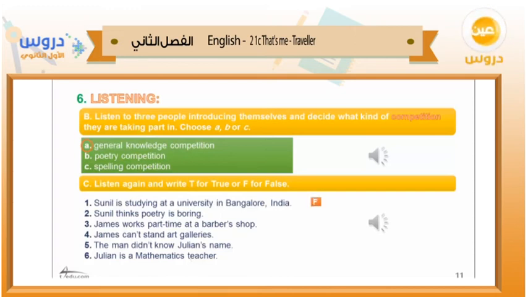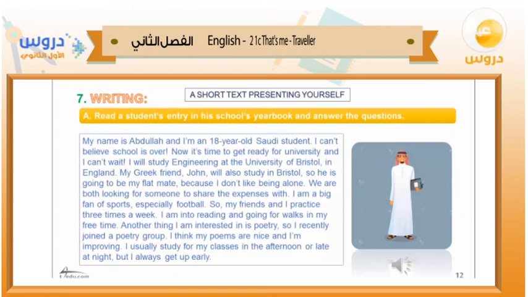Okay, number 1. This is F, false. Number 2, false. 3, false. 4, false. 5, true. Number 6, false too. Writing a short text presenting yourself. Now read the student's entry in his school's yearbook and answer the questions.